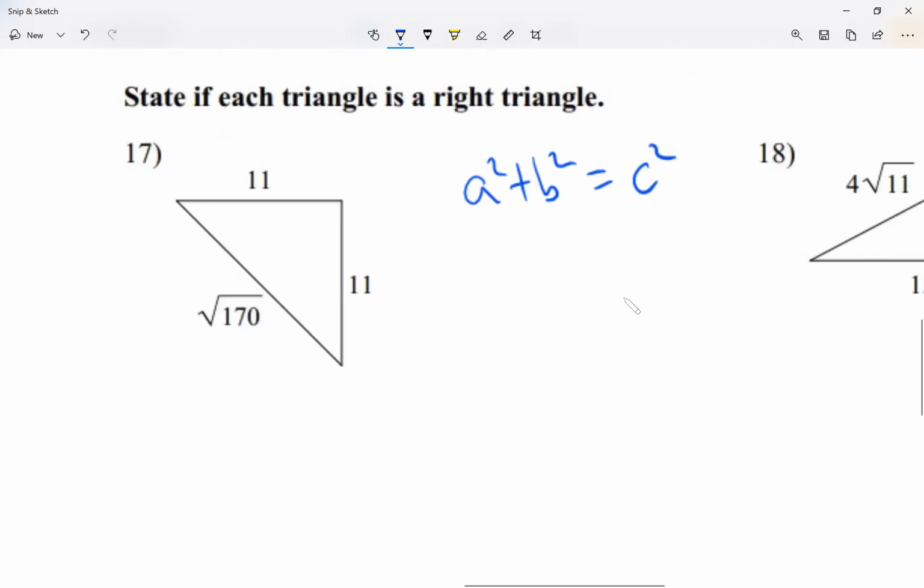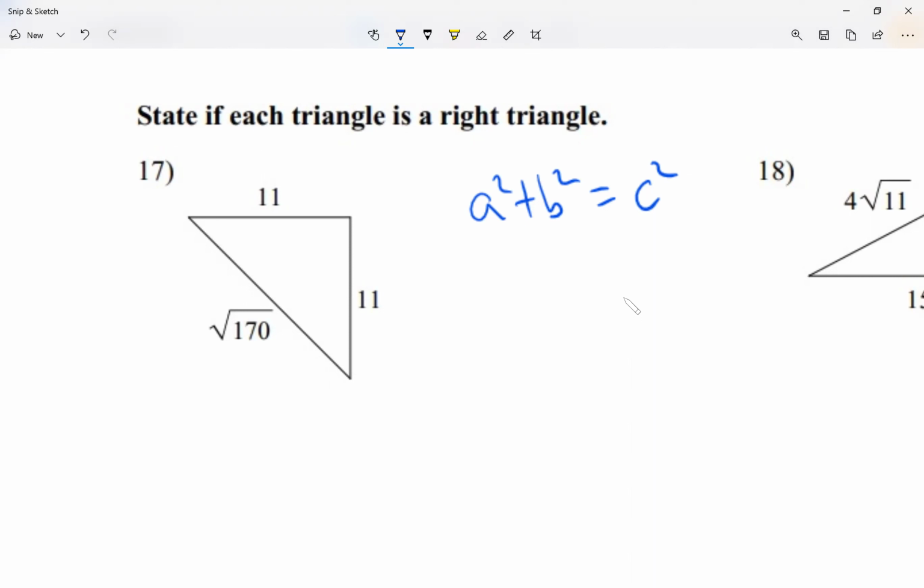So here for number 17, well, for today, the instructions are: state if each triangle is a right triangle. So basically what I'm asking is, does a squared plus b squared equal c squared? I have to label my sides as a, b, and c. The diagonal side is the c, and the other sides are a and b. If a is 11, a squared is 121, multiplying it by itself. If b is 11, b squared is 121. If c is the square root of 170, c squared is 170.